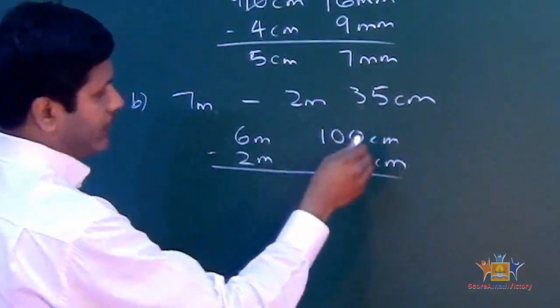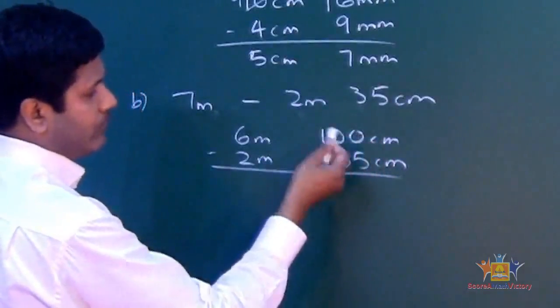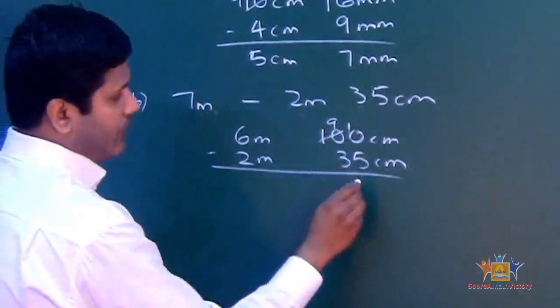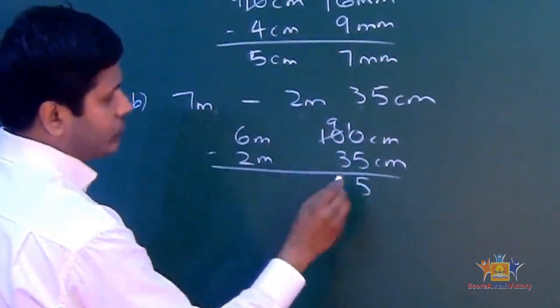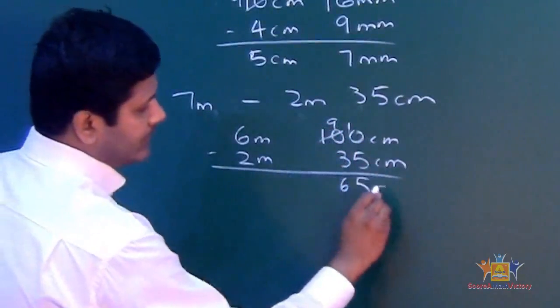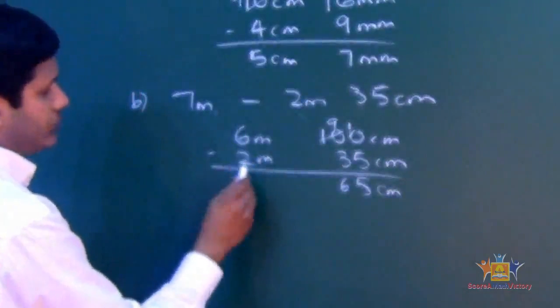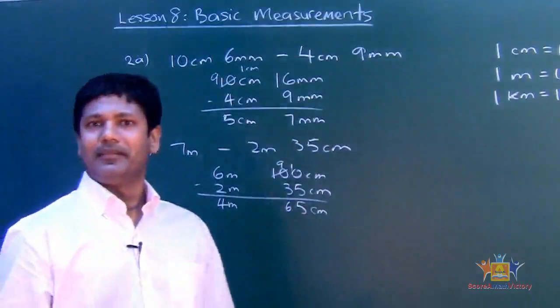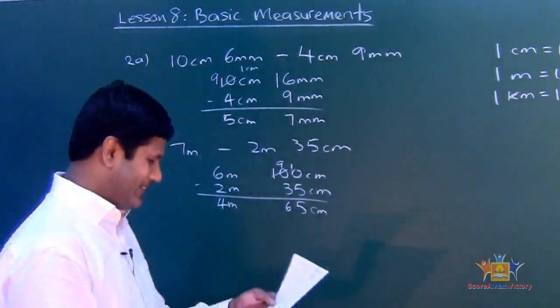Alright, now let's subtract. 0 minus, you cannot, let's borrow from this. You cannot, so make it 9. And this one becomes 10. 10 minus 5 is 5. 9 minus 3 becomes 6. Bring the centimeter down. 6 minus 2 is 4 meters, right there. That's it. Okay, good. Let's look at C.